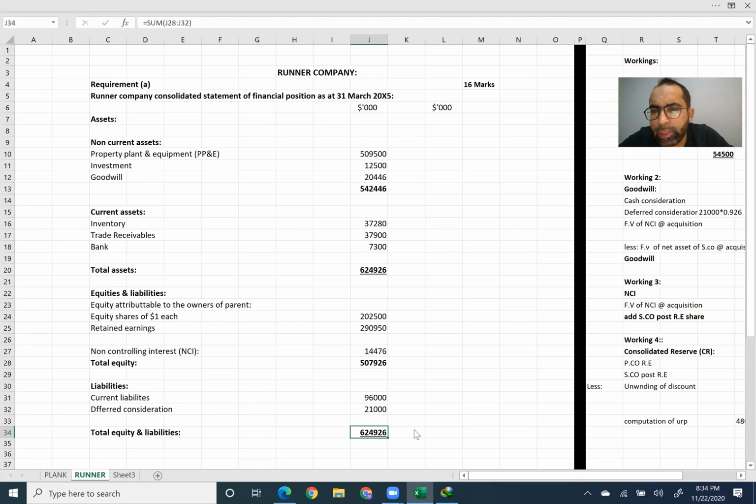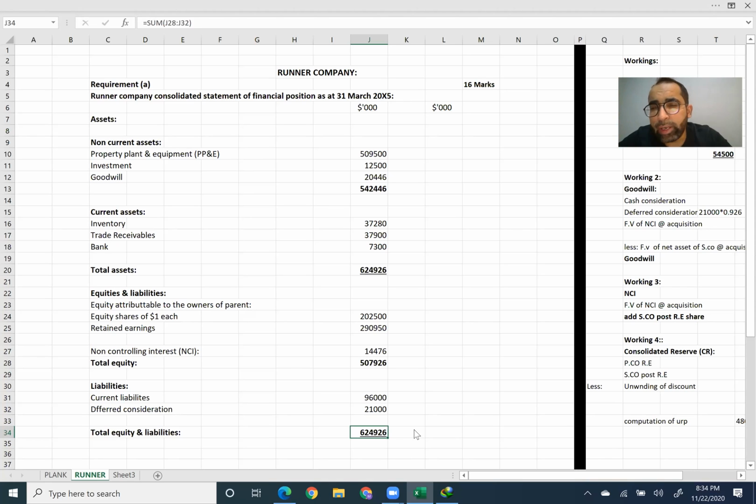Now there is one requirement left, which is a very easy requirement related to associate. I'm giving you a quick recap of associate. When you have significant influence in any company, then that company is your associate. Normally you get significant influence when you have more than 20% and less than 50% shares. But there are exceptions as well. Sometimes you have less than 20% shares, but still you get significant influence through contractual arrangement. So the real thing is significant influence.